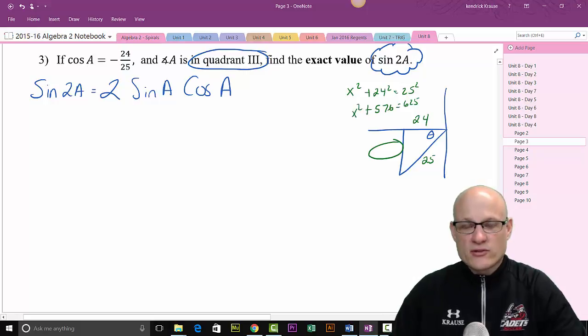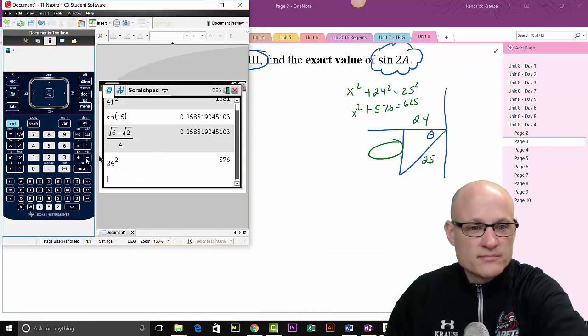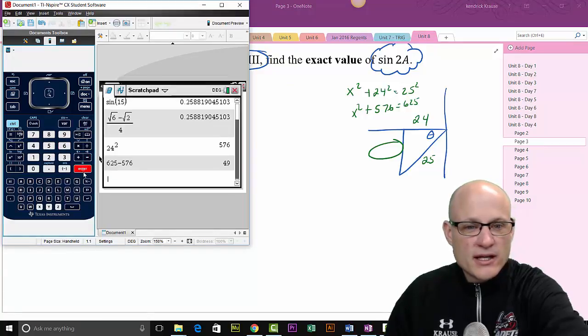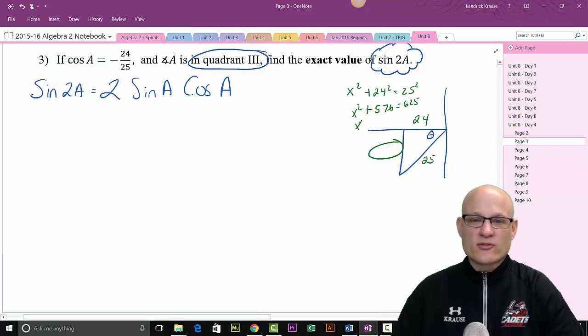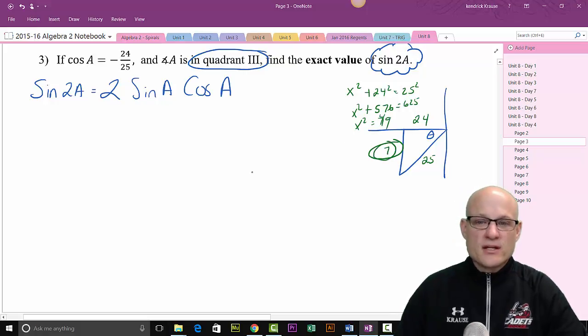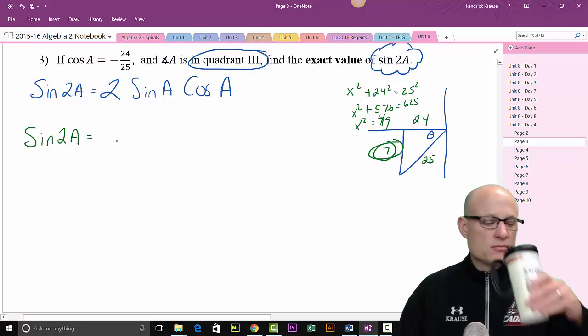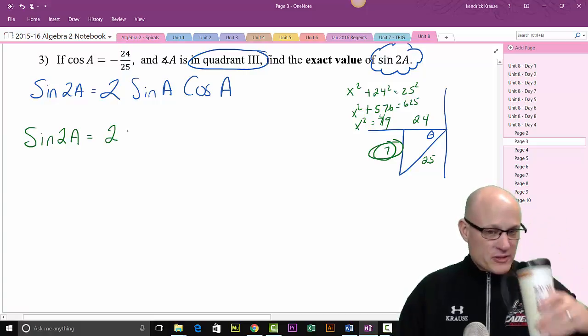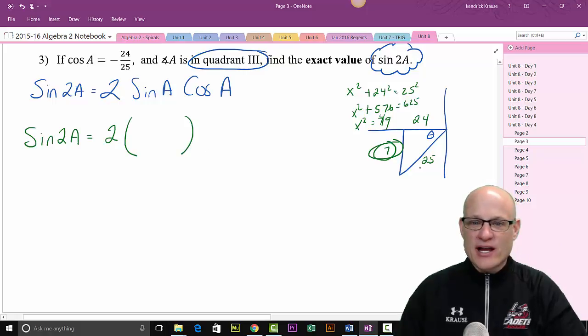Subtract the 576 and I get 49. Oh, it's a 7. So x squared equals 49, so this is 7. All right. So now I'm really ready to rock and roll. So sine of 2a is equal to 2 times the sine of A. Well, the sine of A is 7 over 25, but we're in the third quadrant, so it's negative.